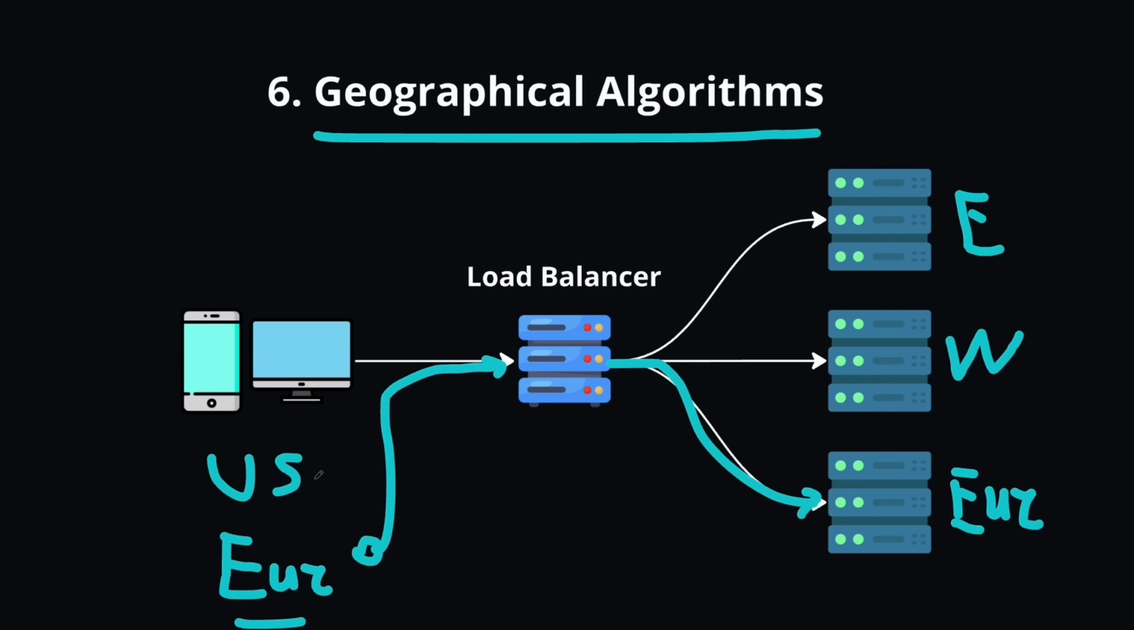Or if a user comes from the US and makes a request to this load balancer, it will check the location of this US user based on its IP address, and then it will redirect either to the US East or US West. This type of load balancing is useful for global services where latency reduction is important.